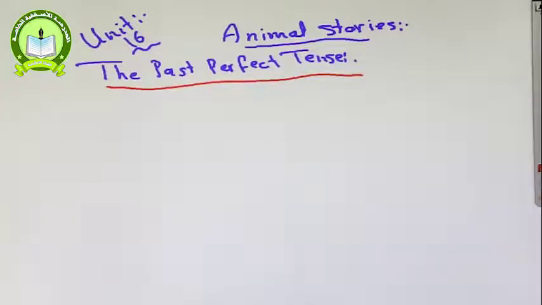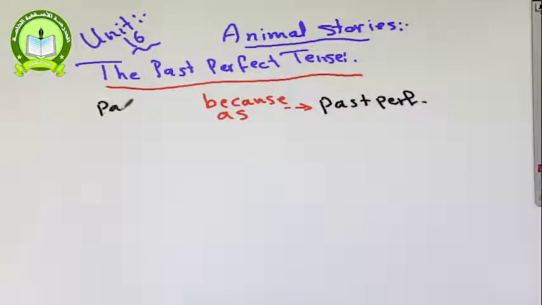Let's move to other connectors. They are not main connectors, but try to discuss them with each other. The first is because, and you know because equals as, okay? And also we are going to deal with so and that's why. Because and as are followed by past perfect and preceded by past simple.